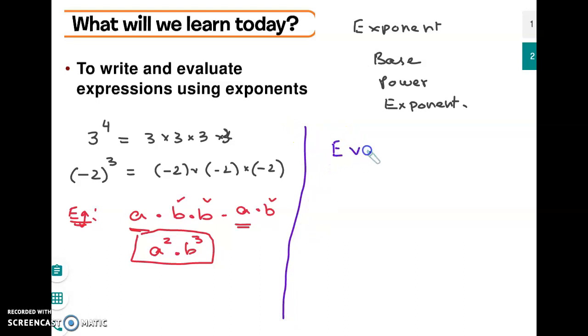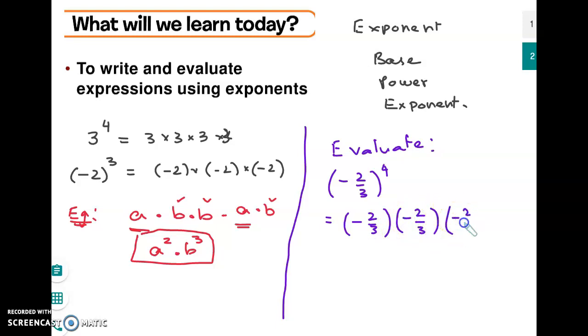Now let's try some slightly challenging questions. Let's say evaluate negative 2 over 3 to the 4th exponent. What I can write is negative 2 over 3. Since the exponent is 4, I need to repeatedly multiply 4 times over 3. Now first we are going to multiply all the numerators and also multiply all the denominators.